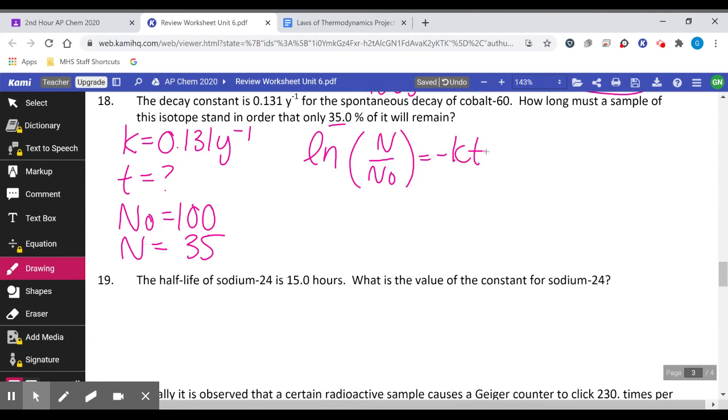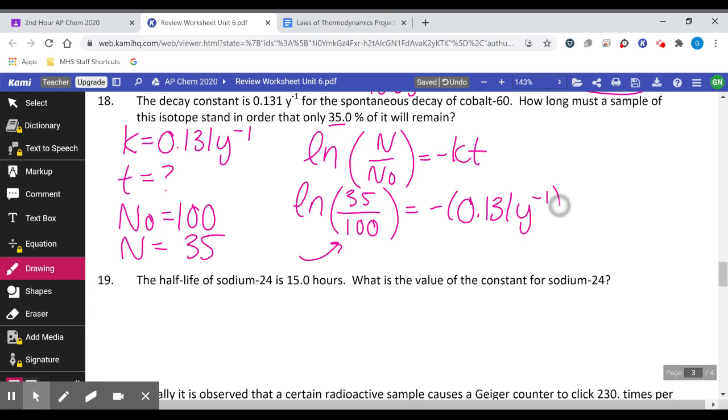Okay, same equation as before. So my N is 35. N sub 0 is 100. Remember, we always want to make sure the N sub 0 is larger. It's another thing we can look for when we're working these to make sure we have that part set up correctly. Solving for time this time.